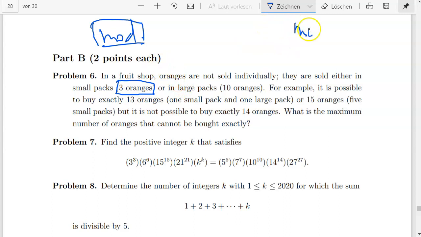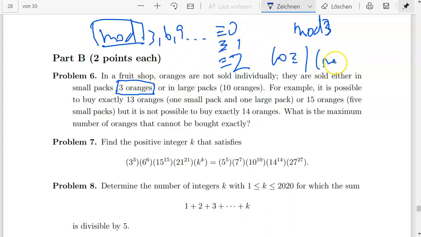I'll be using mod 3 and the remainders: remainder 0, remainder 1, or remainder 2. If the remainder is 0, it's a multiple of 3, so for every multiple of 3 I can buy that number of oranges: 3, 6, 9, and so on. And 10 itself is 1 mod 3. So starting from 10, I can buy 10 oranges, and then plus 3, it will be 13, 16, 19, and so on.